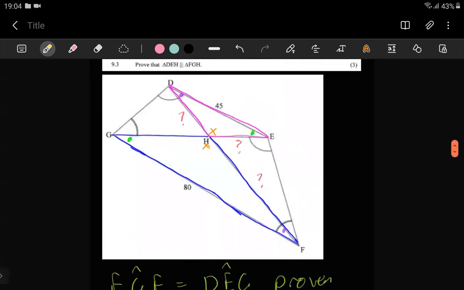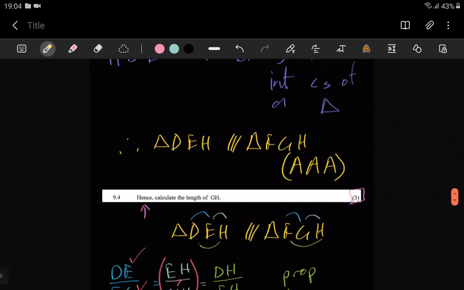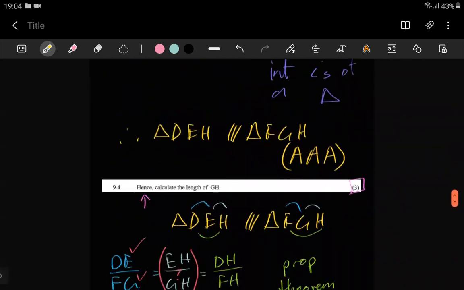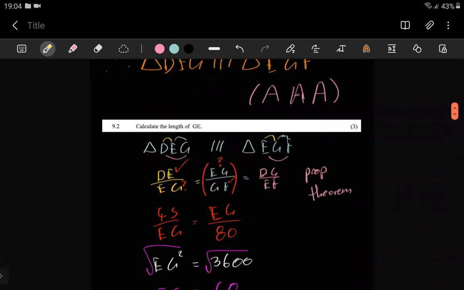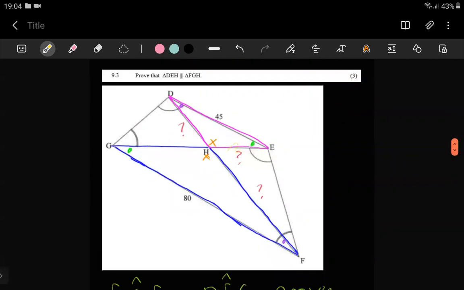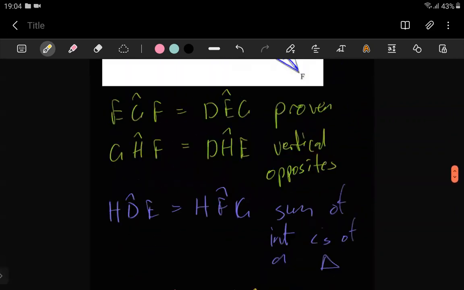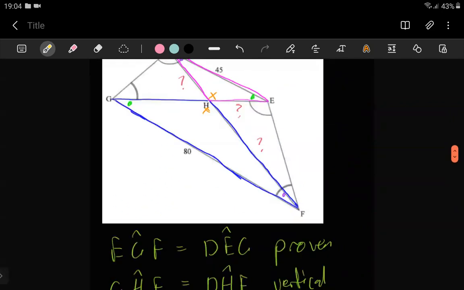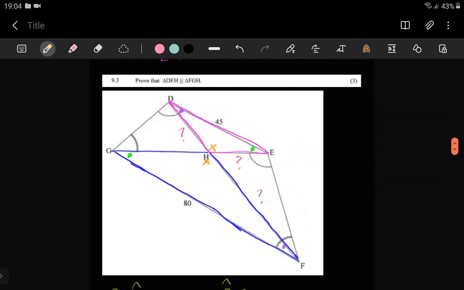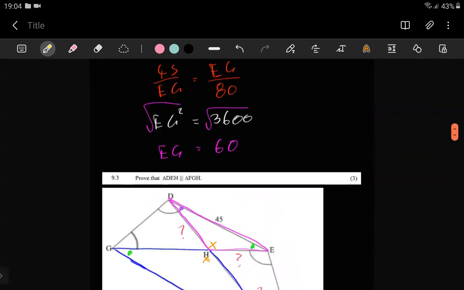What we need to do here is be a bit strategic. Whatever you worked out in the previous question, don't neglect it. Like how we worked out EG. Let's see where GE or EG is. It's this whole line here. The whole line EG, we worked it out to be 60. It's up there, so there's the 60 here. So we got EG to be 60.